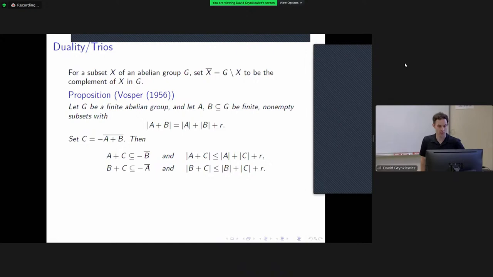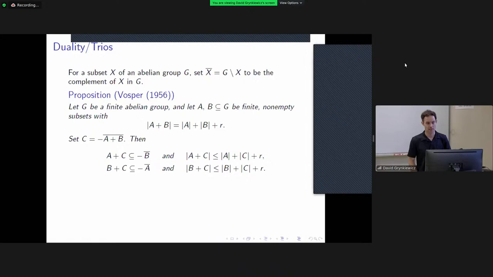And then we say we have two subsets, A and B, and their sumset is R more than the sum of the cardinalities. So we're using this R as this additive increment over the size of the original sets. We set C to be our third set, the complement of A plus B, negated. And then a very basic observation shows that A plus C is contained inside the negative complement of B, and B plus C is contained inside the negative complement of A. And we have these upper bounds that the size of A plus C is no more than the sum of the cardinalities of A and C plus R, and the same thing with B plus C. So that if A plus B has small cardinality with regards to this R, then so will these other two sumsets, A plus C and B plus C.